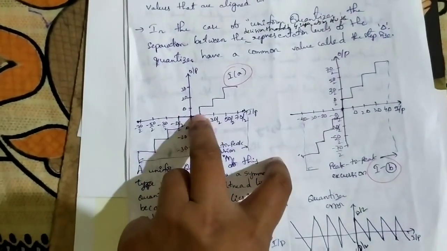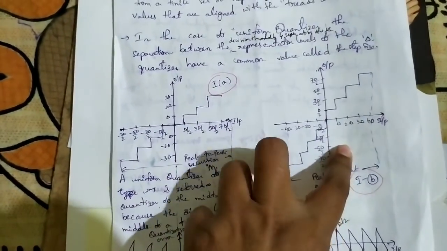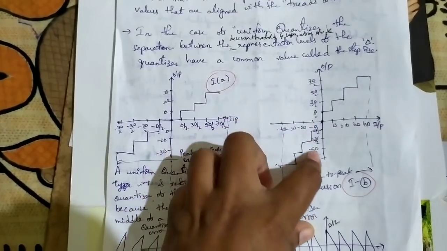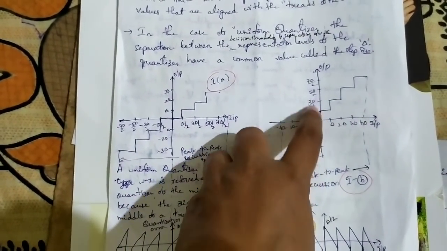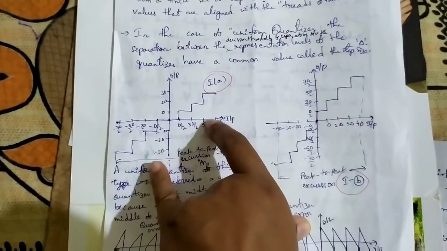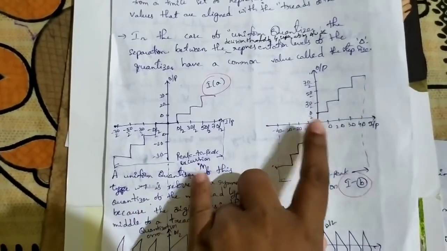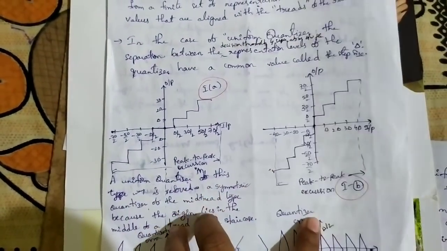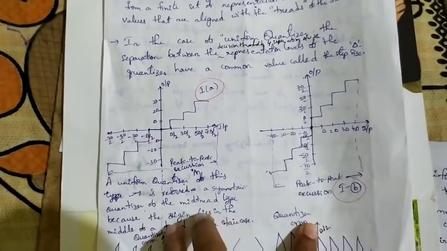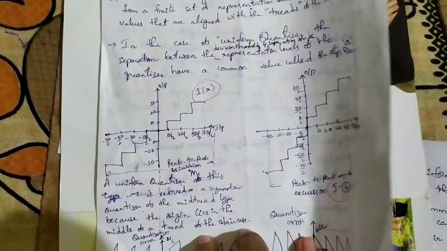Middle of a thread. That's why this is called a mid-thread type quantizer. Coming to here, what is this type? Mid-riser type. So this is the mid-thread and this is a mid-riser quantizer. The quantizer represented here is a symmetric quantizer of the mid-riser type, because the origin lies in the middle of a riser of the staircase.